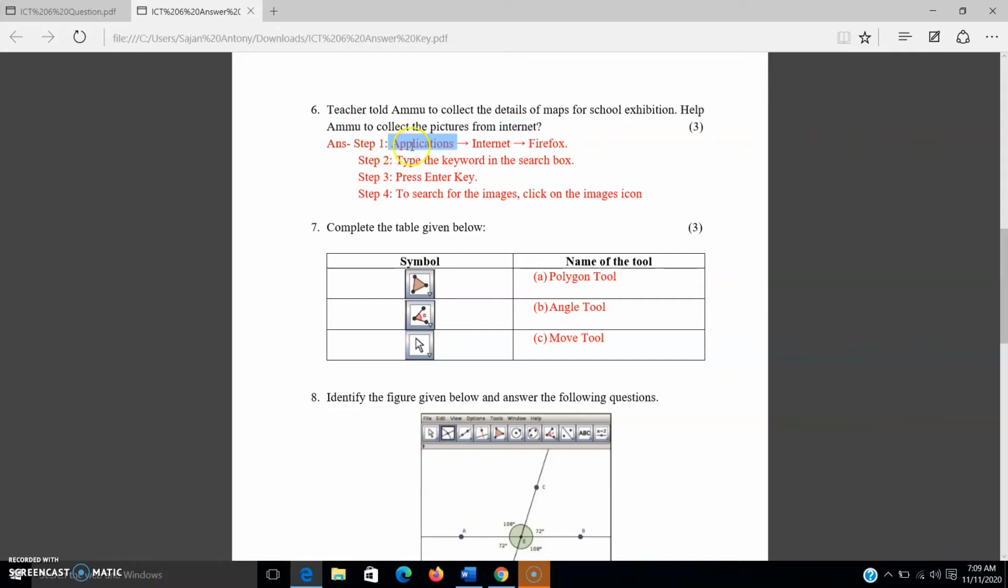Yes, step 1. First you have to open the web browser Firefox, application, internet, Firefox. Then step 2, type the keyword in the search box. Here what is the keyword? Yes, maps. Now step 3, press enter key, and step 4, to search for images click on which icon? Yes, images icon. So hope this question is also clear for you. I have given you the steps in your notebook.